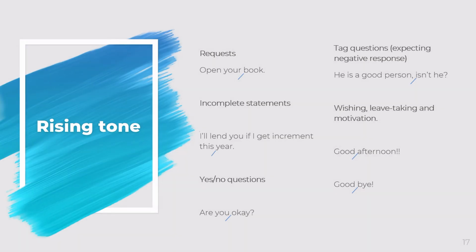Next, in the case of yes or no questions. And the example is, are you okay? Are you okay? Later, tag questions where the speaker is expecting some negative response. And the example is, he's a good person, isn't he? He's a good person, isn't he?